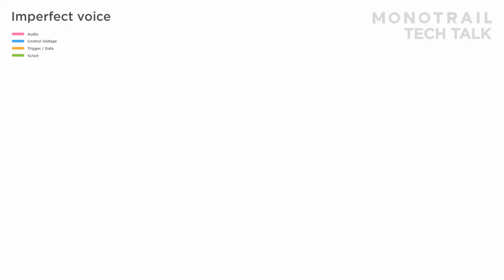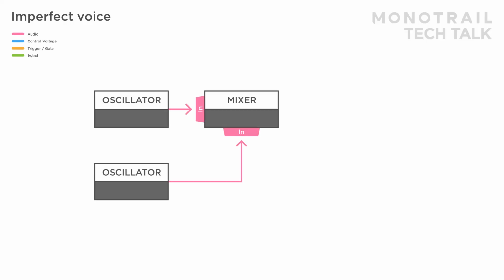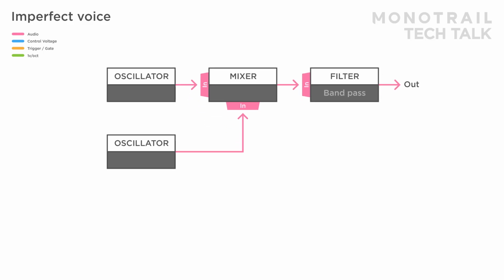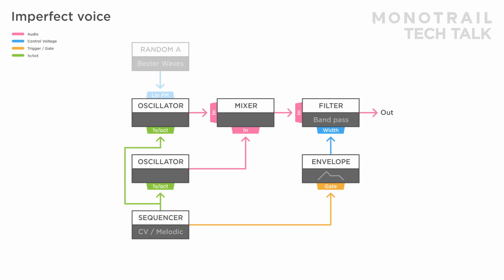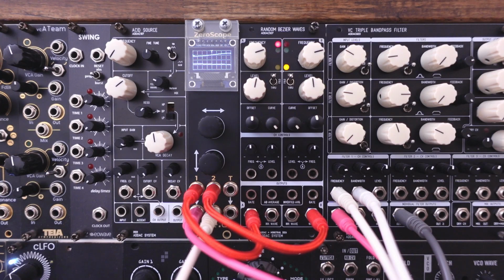An easy way to embrace imperfection is by adding subtle, unpredictable movement to a voice. Here, two saw wave oscillators are mixed and sent through a filter to make a simple voice, controlled with a sequencer and envelope. To add nice oscillator slop, modulate the pitch of only one of the oscillators with a subtle random voltage. To add additional depth, another slow random voltage is modulating the filter. This creates nice, rich, detuned sounds.